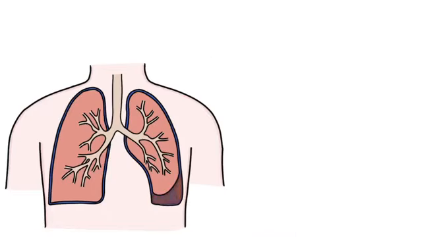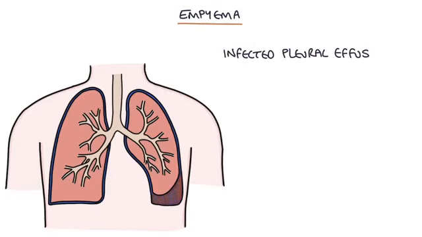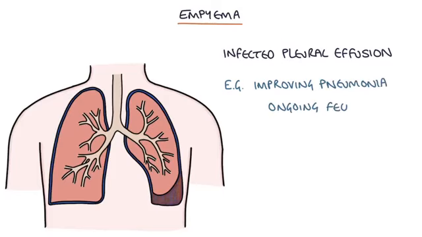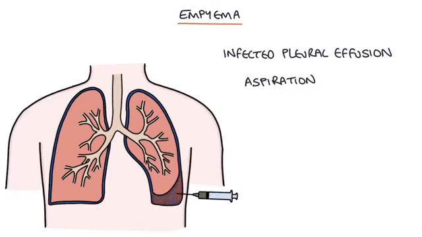Finally, we've got to talk about something called empyema. And an empyema is where there's an infected pleural effusion. You can suspect an empyema in a patient who has, for example, an improving pneumonia, but new or an ongoing fever despite good treatment and improving symptoms. Pleural aspiration of an empyema will show pus, because there's infection in that pleural effusion.